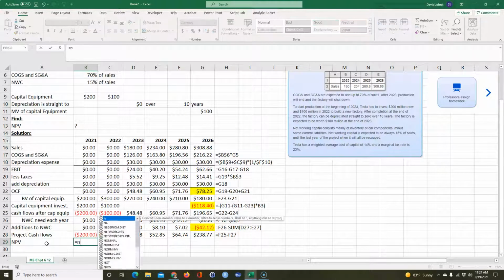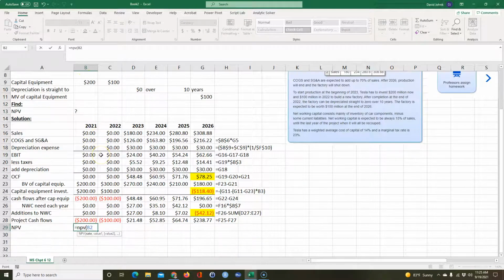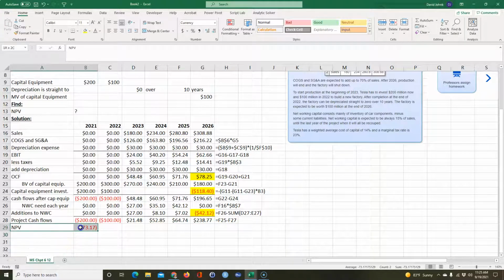It's just going to be equal to net present value. The rate is 14%, and since this is a year later, you have to include that. Net present value starts with year 1, right? So this is our year 1, and it doesn't start. You add this in outside of it, right? And then you're just going to add in this initial investment on year 0, and oops, you have to add that outside of the NPV. So my NPV is a negative 73 million.